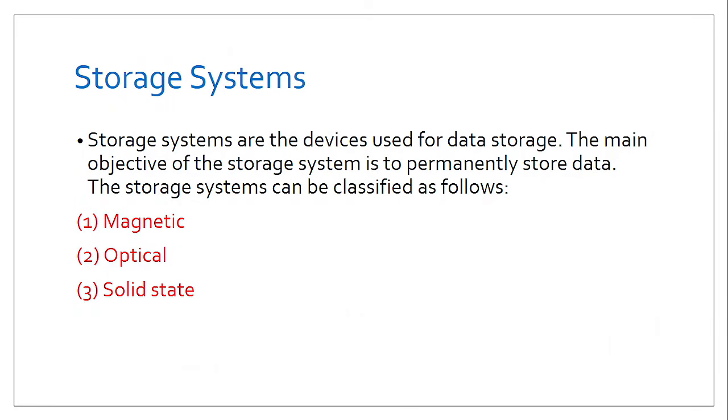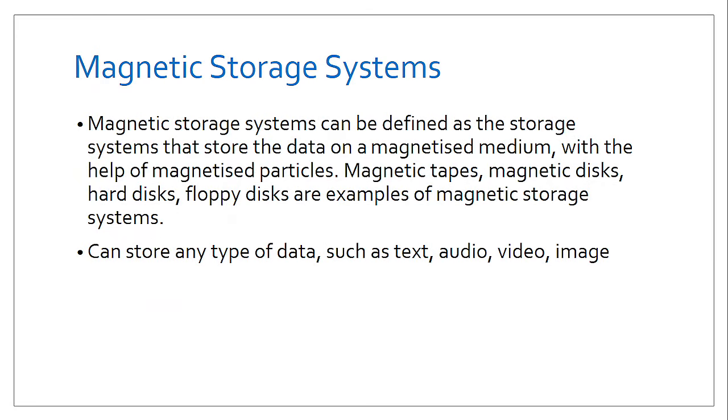The other category of memory, we refer to as storage. Storage can be external, and can provide permanent storage options. They come in three options: magnetic, optical, and solid state. Magnetic storage devices are storage systems that store data on a magnetized medium. We have two categories here: magnetic tapes and magnetic disks.